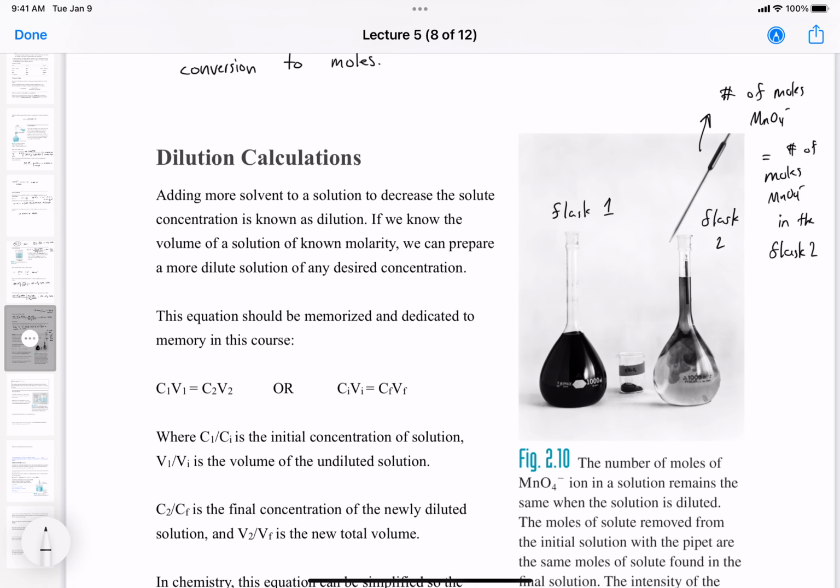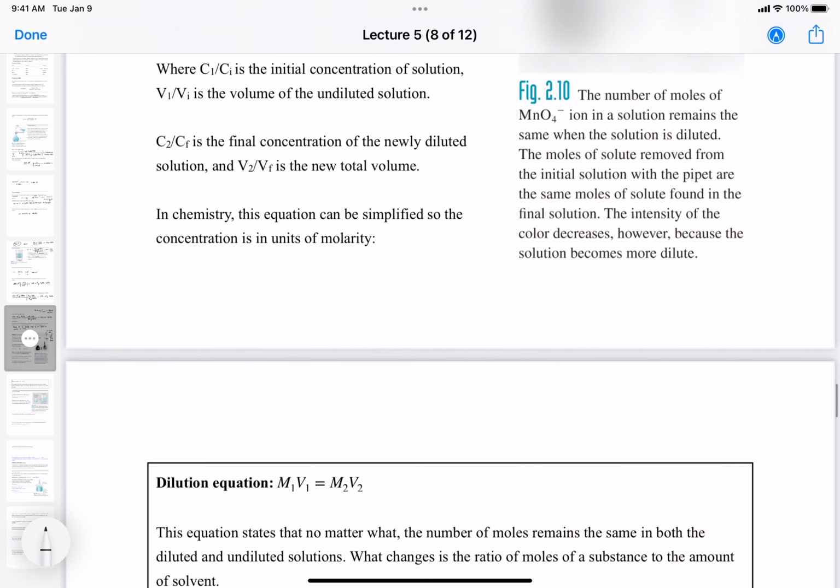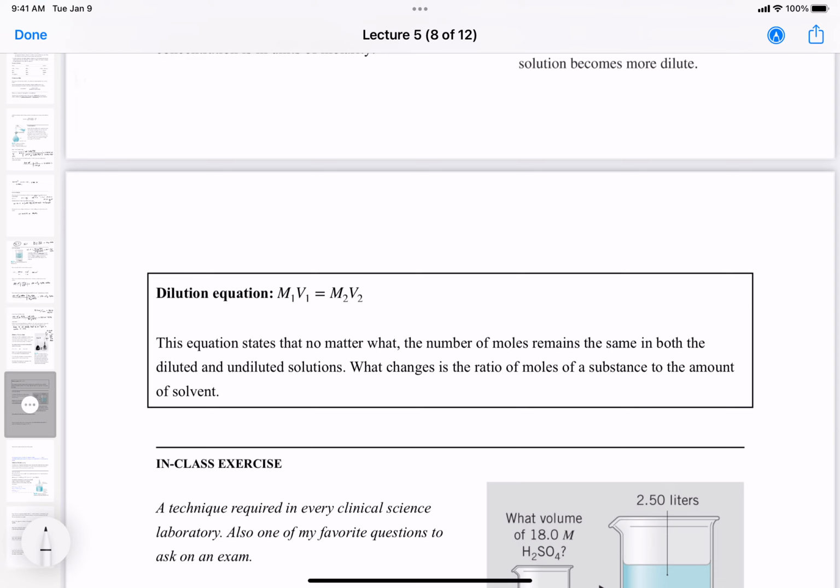So it doesn't mean that the two solutions, flask 1 and flask 2, both have the same number of moles. That can't be true, right? Because one is of a higher concentration and one is of a lower concentration. But the amount of moles that you took out with the pipette and transferred into flask 2, those will be equal. So on both sides of the equation, whatever volume you take out in V1, the number of moles will be the same on both sides of this equation. So no matter what, the number of moles remains the same in both the diluted and undiluted solutions.